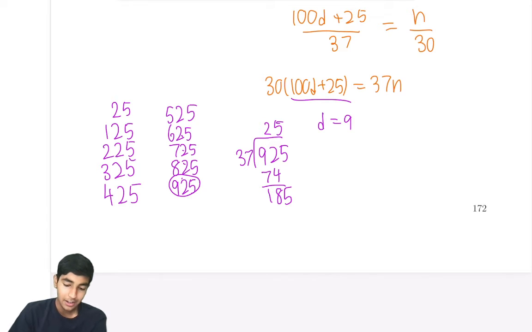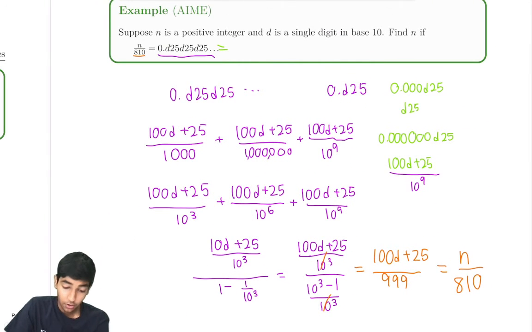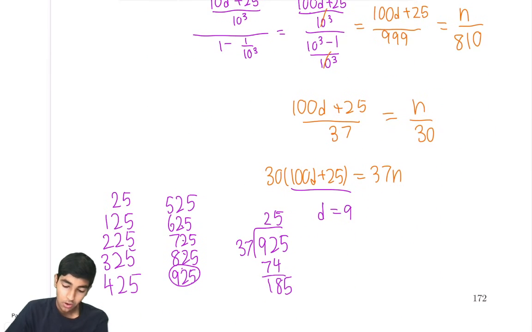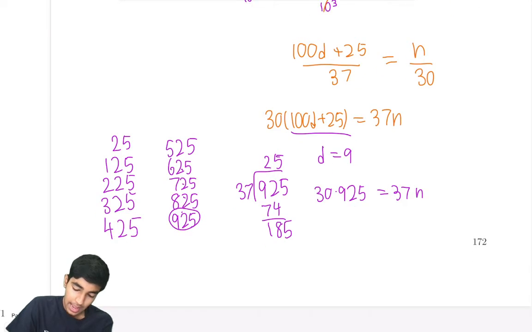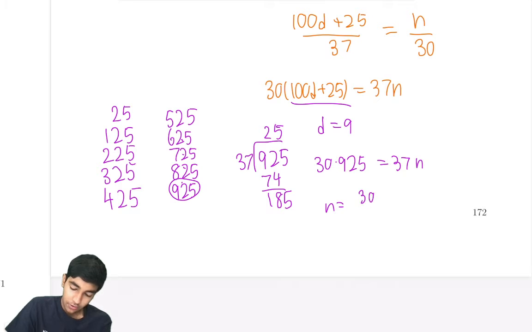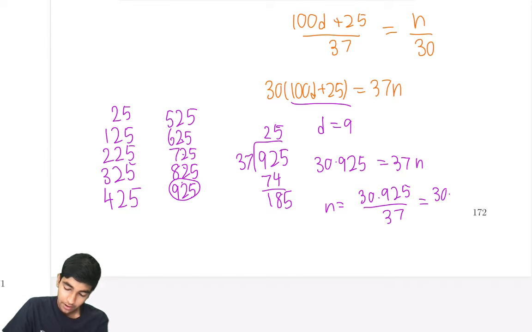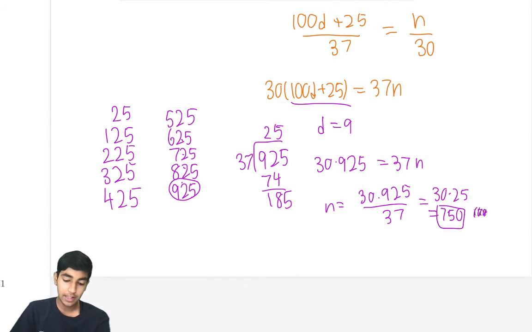So our answer is just, find n. So if d is 9, then 30 times 925 equals 37n. So that means n is 30 times 925 over 37, which equals 30 times 25, 750. And we are done. So our answer is 750.